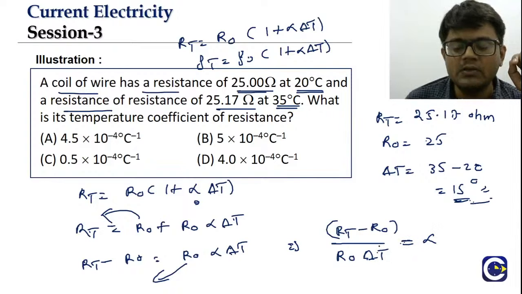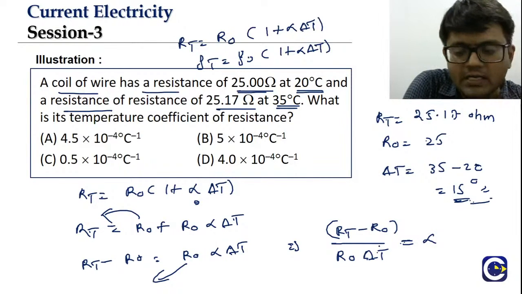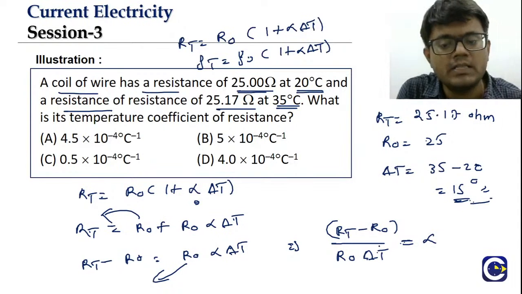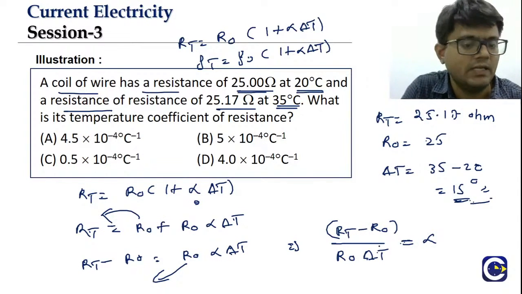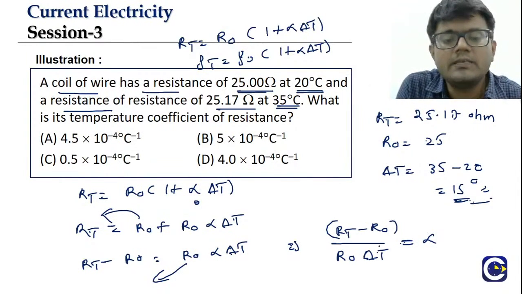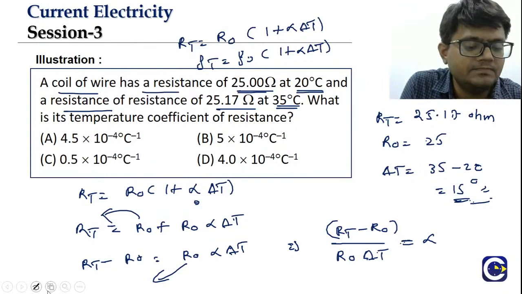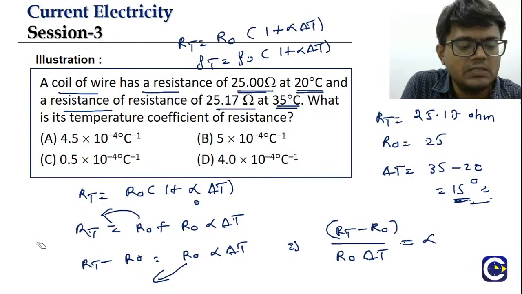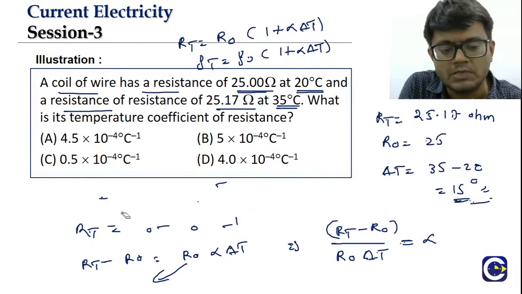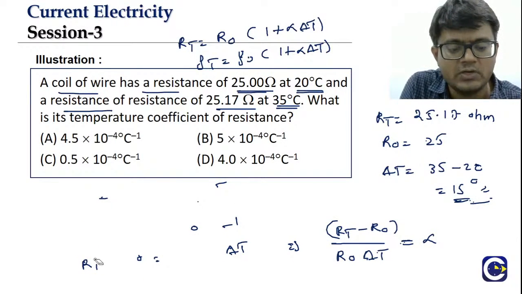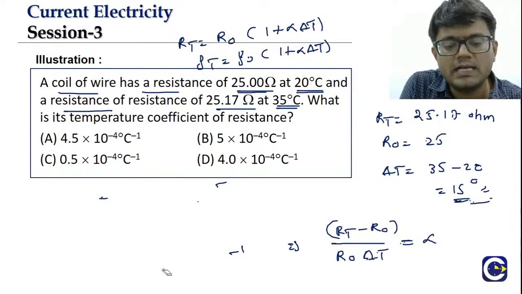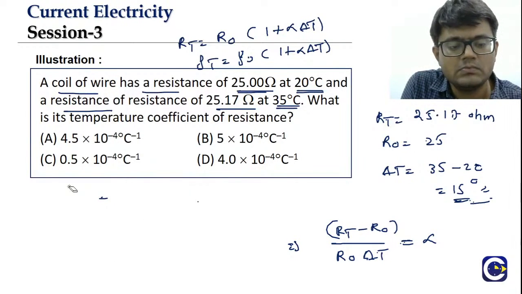Look, what is the alpha value? RT minus R naught divided by, what comes in the denominator? R naught into delta T, that is the alpha value. Okay? So from this we will be able to calculate alpha. What should we do? We should substitute all the given values. If we substitute, we will be able to get the answer. Check and tell me what answer we should get.